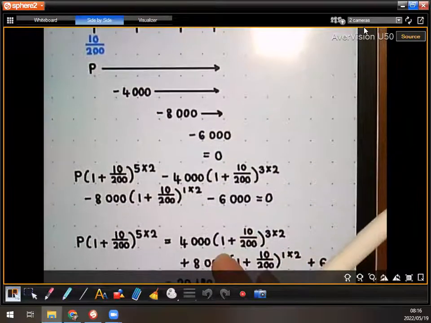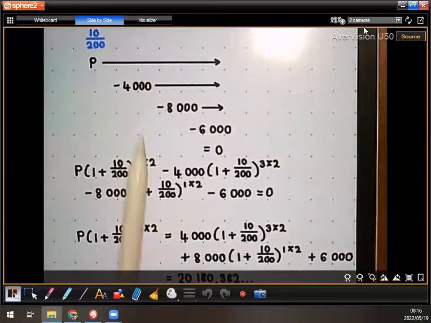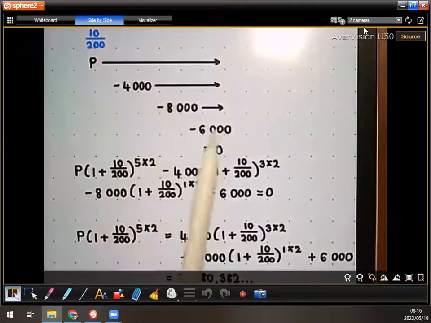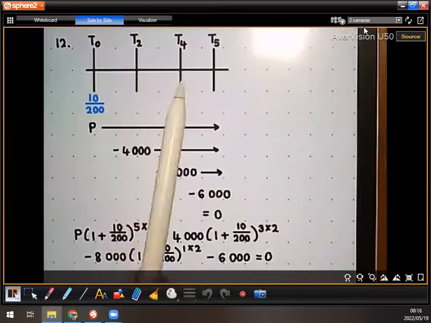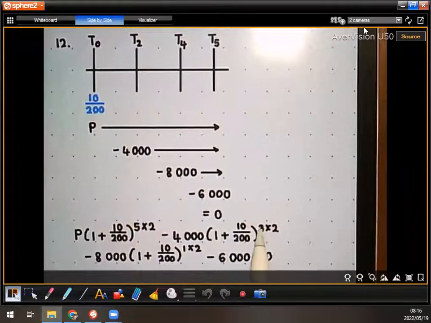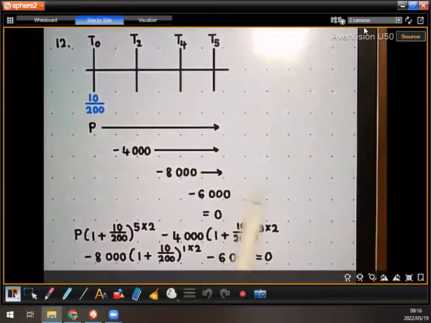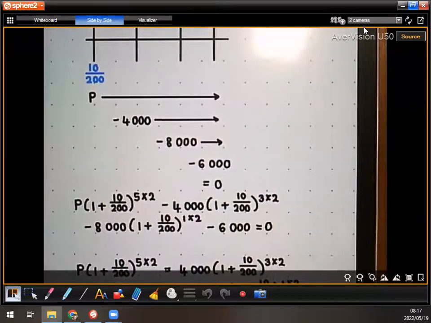Just like the one that we did in class yesterday, you take your P-value all the way to the end of the 5 years at this interest rate. It's biannually, so we're going to say 5 times 2. Then you're going to minus each of your payments. If you're looking at your timeline, if it's T2, that's 3 years that I need to put away, so 3 years times twice a year. For the 8,000, that's 1 year that I need to take away, so that's 1 times 2. And then the 6,000, there was no time left after the 6,000, so there's no interest attached to that amount. It's just minus 6,000, that is equal to 0.